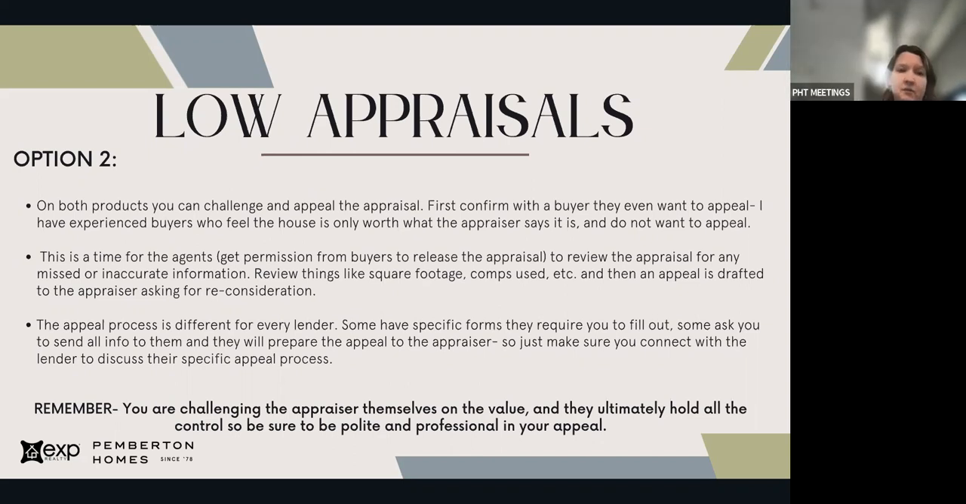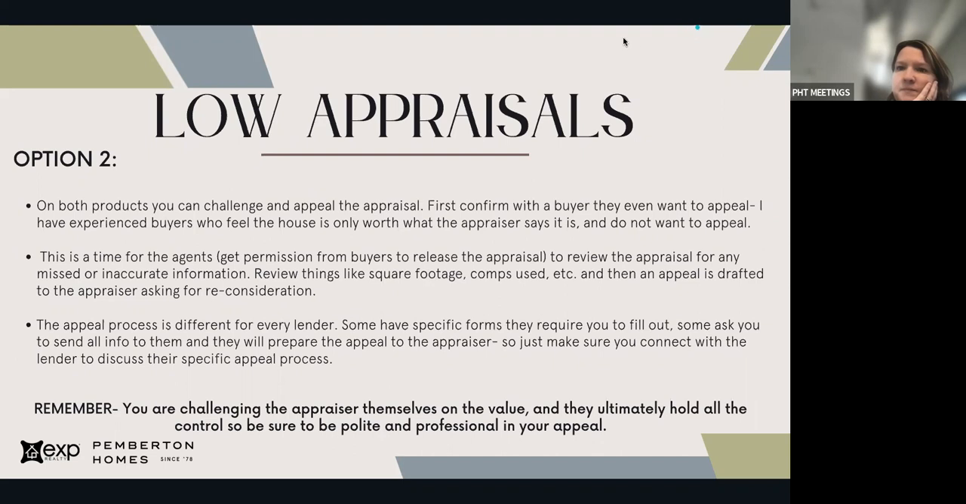And this goes back to Nicole's point. The appeal process is different for every lender. Some have specific forms they require you to fill out. Some ask you to send all the info to them and they will prepare the appeal to the appraiser. So just make sure you connect with the lender to discuss their specific appeal process. But here's where, to Nicole's point, you are challenging the appraiser themselves on the value and ultimately they hold all the control. So make sure you're polite and professional in your appeal as well. I have had success in appealing appraisals.